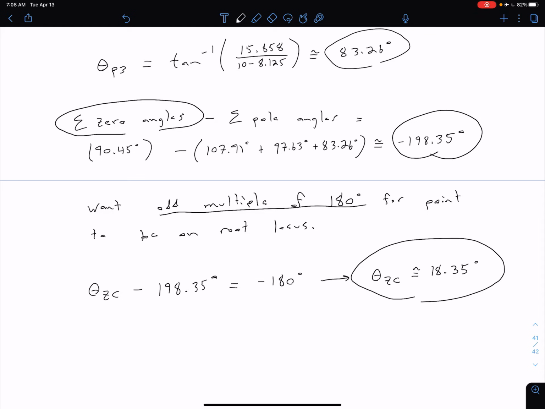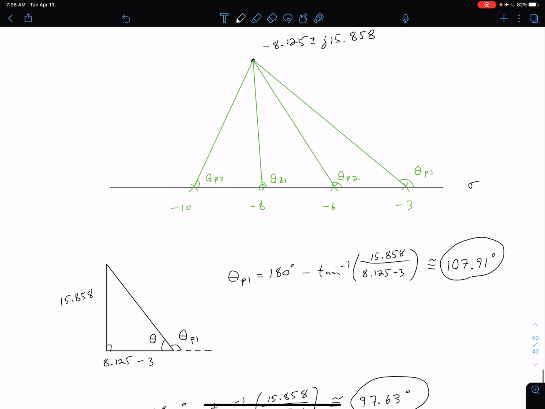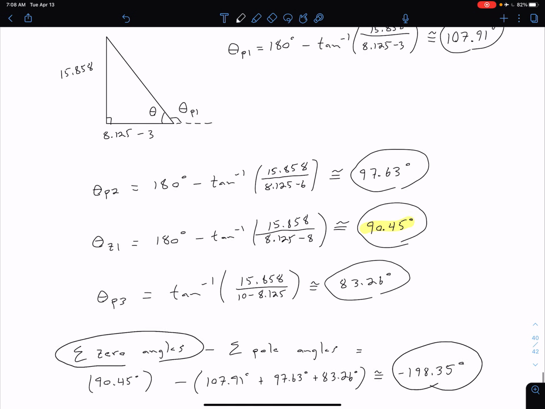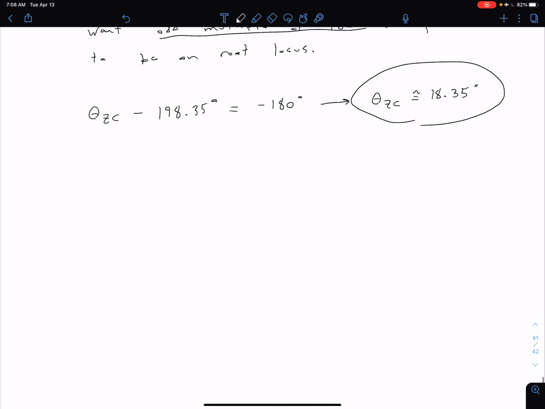Okay, so now we know the angle that we need, but where does that mean that our zero is at? Looking at this diagram here, if we have an angle of 18.35, we know that's going to be fairly far to the left, but let's again use our geometry to figure out exactly where that position is going to be.